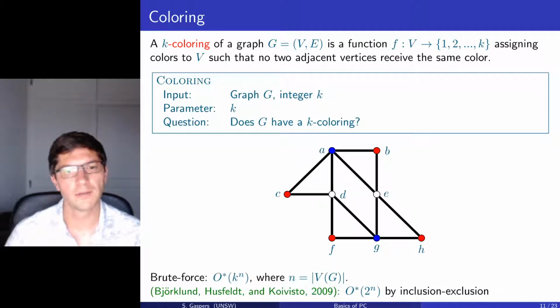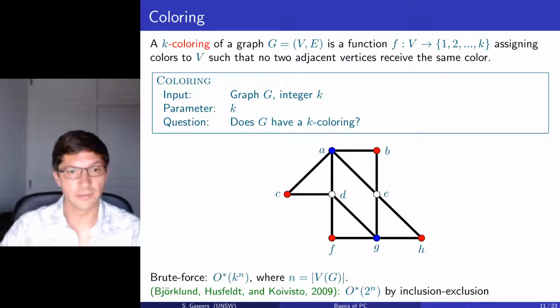But is this problem fixed parameter tractable? These two algorithms I mentioned are not FPT algorithms, because you can see that the exponential function depends on n. So in our O* notation, we still have an n lurking there.